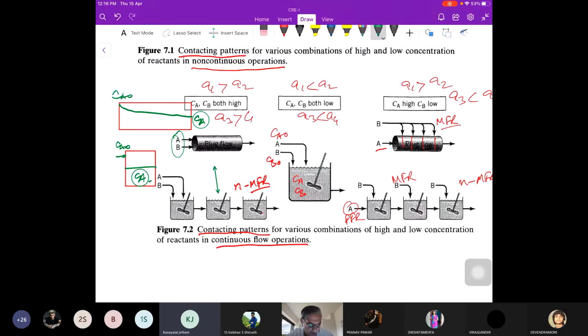Or we can take n number of MFRs. We have seen that if we take multiple mixed flow reactors in series, that's equivalent to a plug flow reactor. So if I take 4 or 5 mixed flow reactors in series, that will be the behavior of a plug flow reactor. So I can add both A and B, and then they will go from one reactor to another. So these are equivalent configurations, one with plug flow and one with mixed flow reactors. Okay? Any questions on this first one?